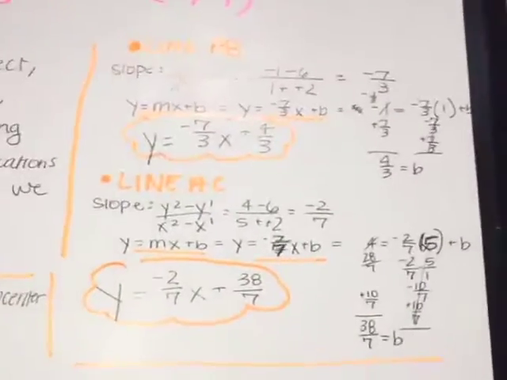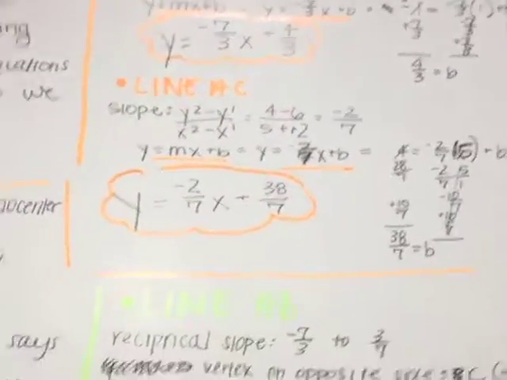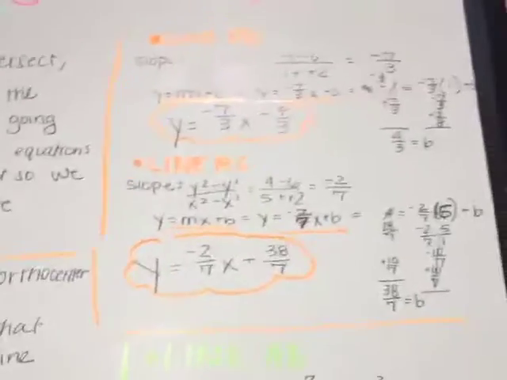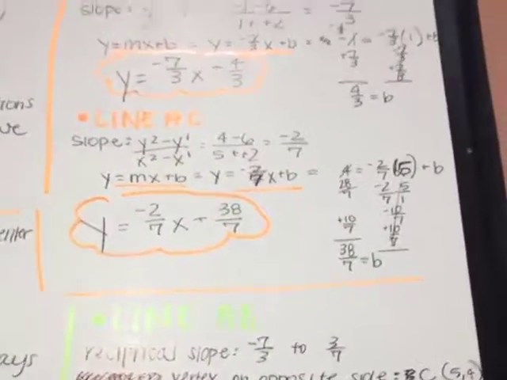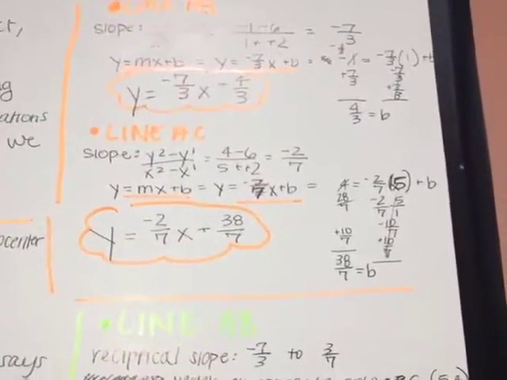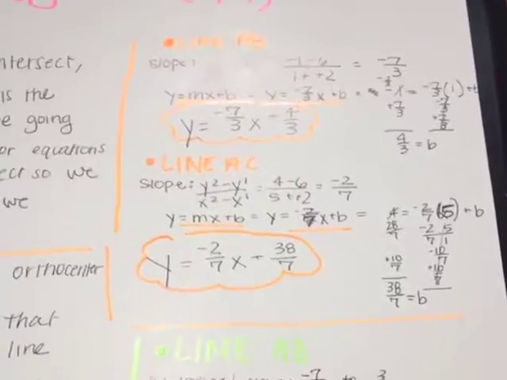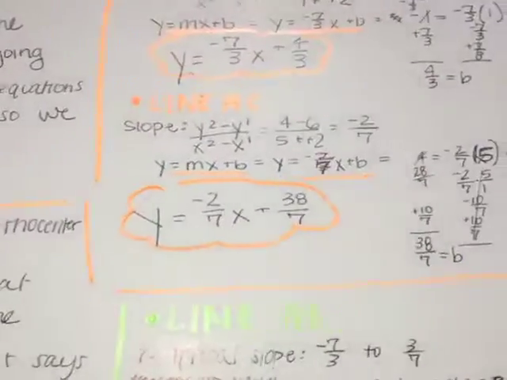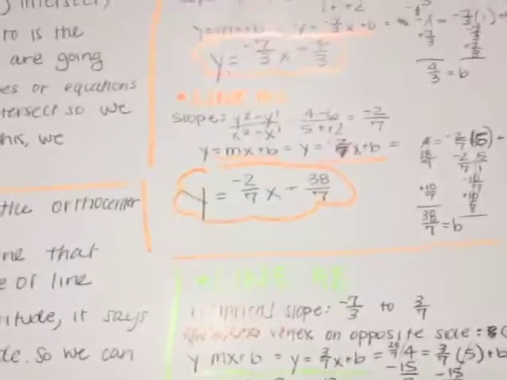And we can do the same thing for line AC. Using that equation, I found that my slope was negative 2/7. And when I plugged in 5 comma 4, I got y equals negative 2 over 7 x plus 38 over 7.